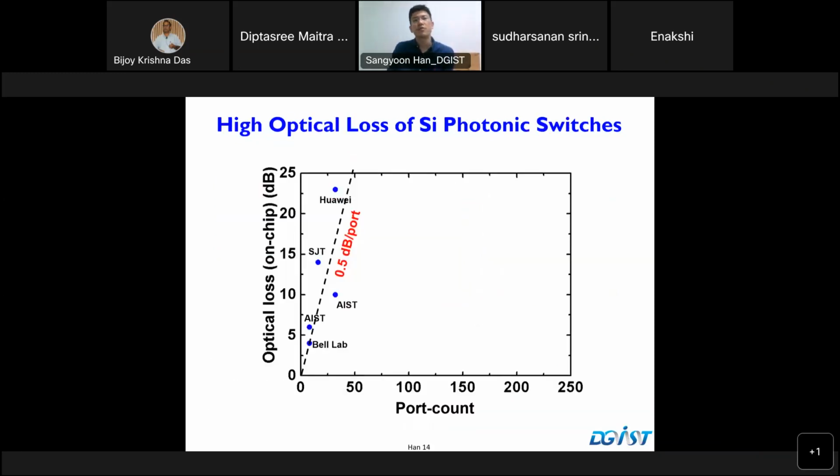If you plot the optical loss of these switches per port, you get this type of plot. Roughly you have between 0.2 and 0.5 dB per port. Meaning that if you have more than 100 ports, you have a loss of 20 to 50 dB, which is very detrimental for optical communication in terms of signal-to-noise ratio.